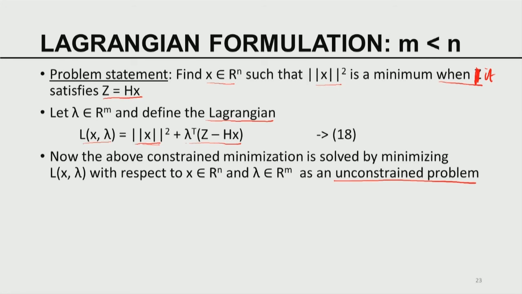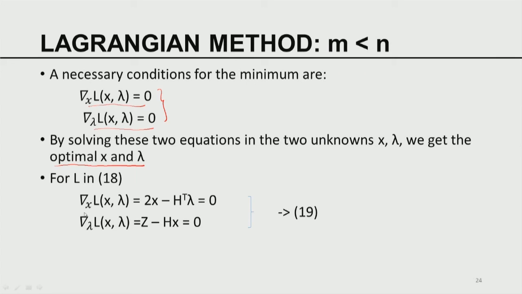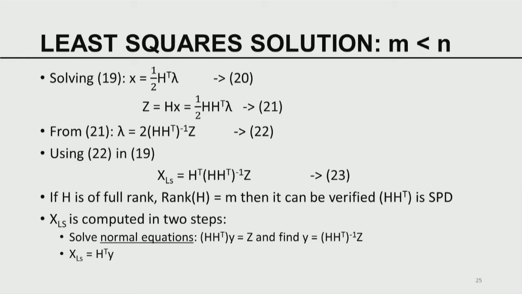Now for the Lagrangian given in equation 18, if you compute the gradient of L with respect to x and lambda, there are two equations: 2x is equal to H transpose lambda, and z minus Hx is equal to 0. We have to solve these two equations simultaneously. If I solve these two equations simultaneously, I get the optimal lambda given by this, and the optimal x given by this. If I substitute this lambda into this equation, I get the optimum least squares solution x_LS to be H transpose (H H transpose) inverse z. This is the unique solution in the case of the underdetermined problem.